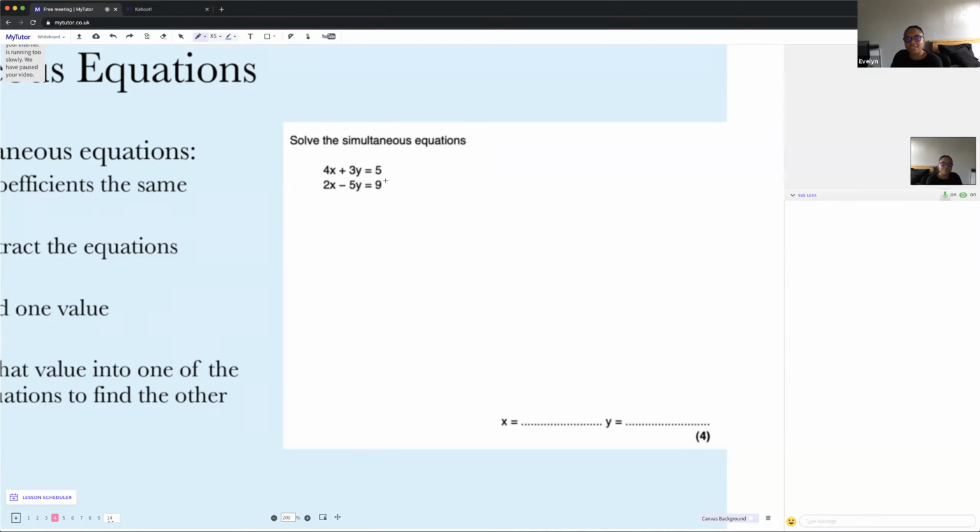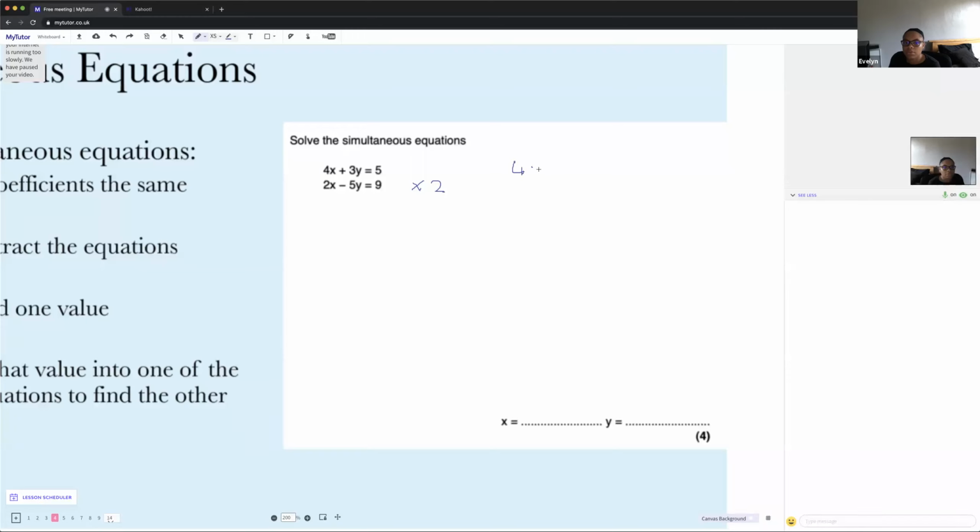Cool, so first things first, let's check the coefficients of x and y. The coefficients of x, we have 4 and we have 2, that's not the same. We also have 3 and minus 5, that's also not the same. So what we can do is multiply one or both of my equations by numbers to make sure that they get to the same value. The easiest thing I could do is multiply the second one by 2. Because 2 times 2 gives me 4. So then my coefficients for x will be the same.